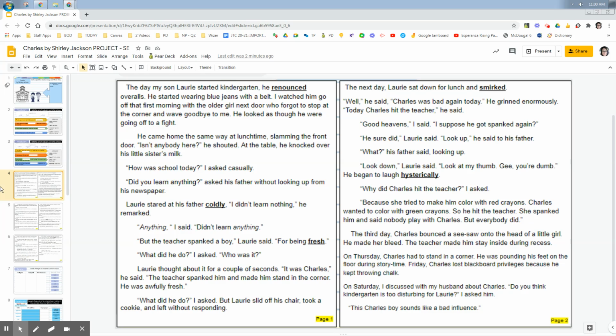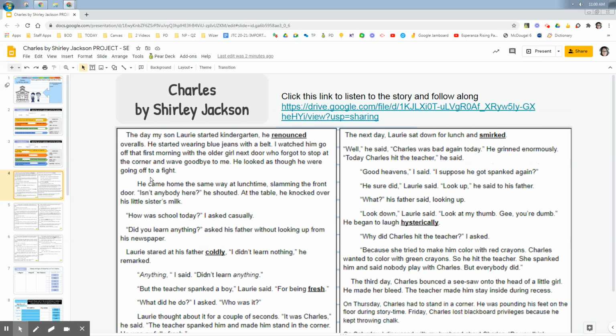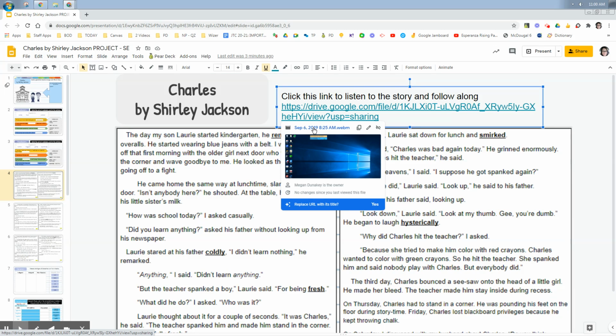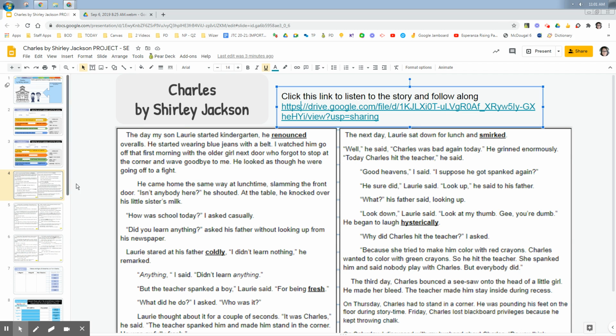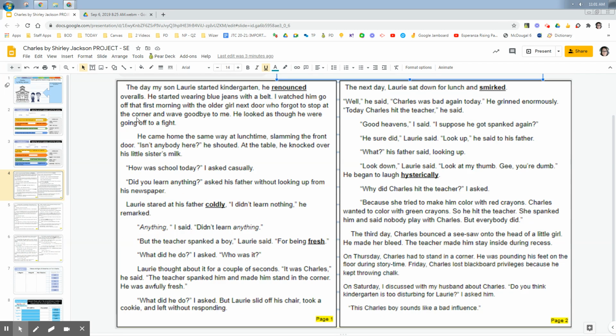Okay, slides 4 through 6 are going to be the story. Up here at the top, you see a link. It says to click this link to listen to the story and follow along. When you click on this link, it's going to take you to a recording of the story. When you open it up, it's going to begin, and you're going to follow along in the slides on slides 4 through 6. You'll hit play, then go back to the story and read along from pages 1 through 6.